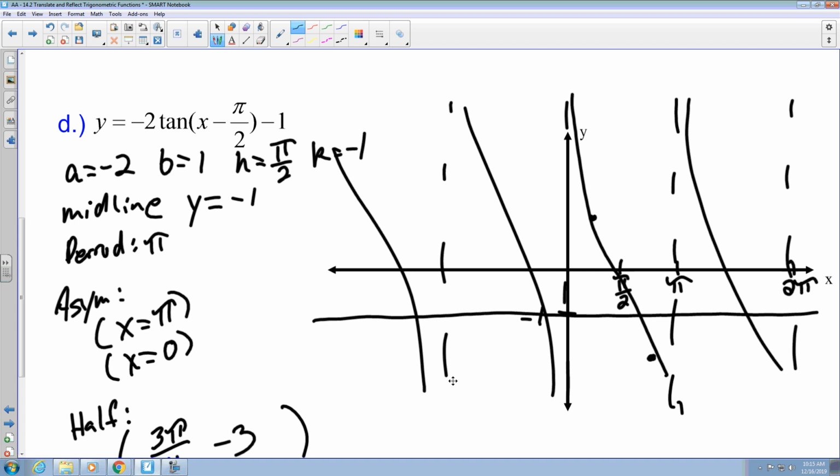And that is being able to translate and reflect trigonometric functions.